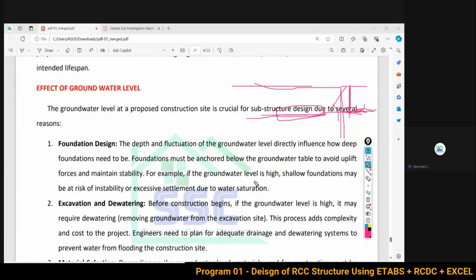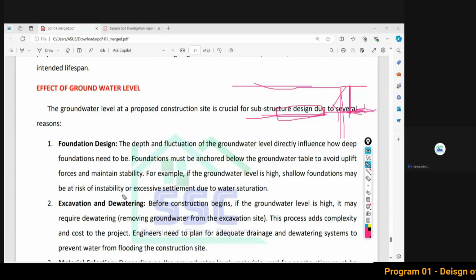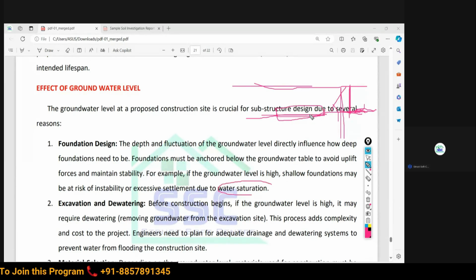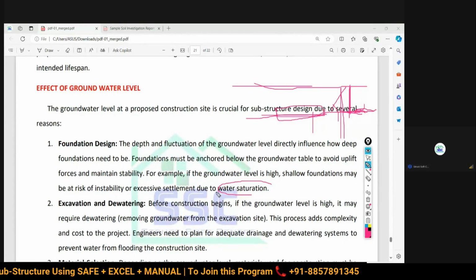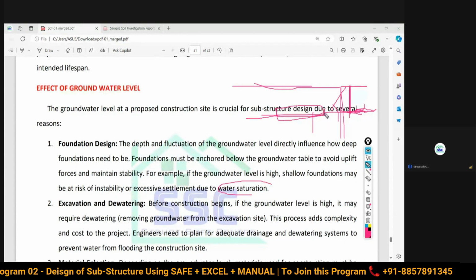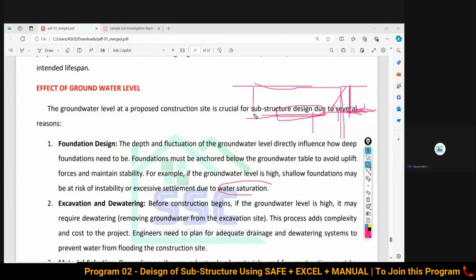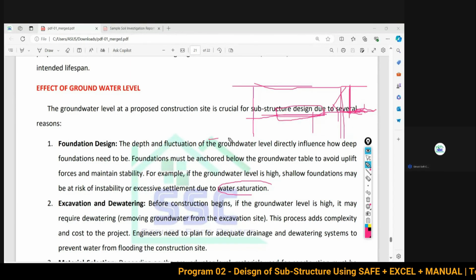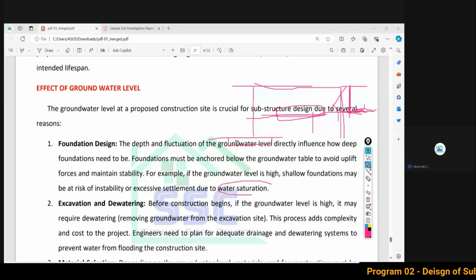For example, if the groundwater level is high, a shallow foundation may be at risk of instability and excessive settlement due to water saturation, because saturation is going to create uplift pressure, plus excessive settlement is possible because the soil is going to become loose. That's why we go to a greater depth to find a firm strata, until you get a hard strata, then we will place the foundation there, and there is no impact of any water through the surroundings.